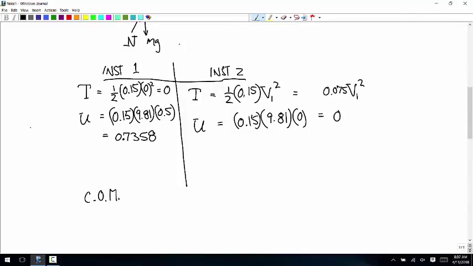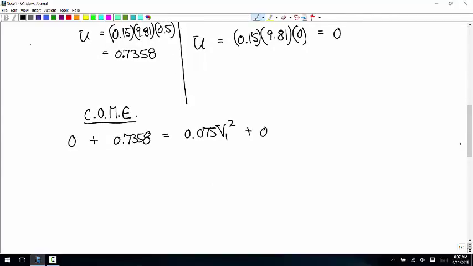Conservation of mechanical energy says 0 plus 0.7358 is equal to 0.075 v1 squared plus 0. And so what's v1? So it's the total mechanical energy at instant 1 is equal to the total mechanical energy at instant 2. And what do you get for v1?